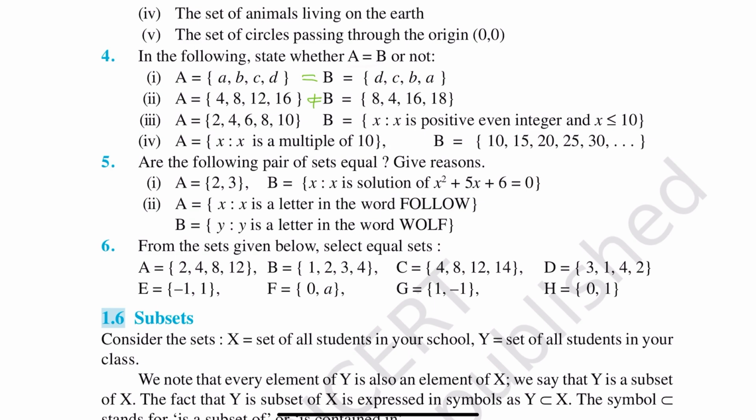Now third, 2, 4, 6, 8, 10 और यहाँ पर है x such that x is positive even integer and x is less than equal to 10. So अगर हम इस सेट को देखें, इसका रोस्टर फॉर्म देखें तो क्या बनेगा, पॉजिटिव इवन इंटीजर क्या होते हैं 2, 4, 6, बट वो किससे लेस देन इक्वल है 10. सो ये जो सेट है वो क्या है 2, 4, 6, 8, 10 which is exactly the set this. So these sets are equal.